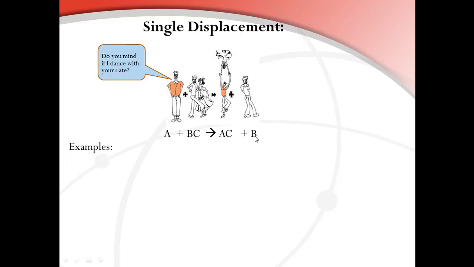A specific example of this would be zinc. This is elemental zinc, a solid, reacts with copper sulfate. This would be copper sulfate in a solution. The zinc comes in, displaces the copper, right? So what would the products be? All right, so zinc is now dancing with sulfate, and copper is left by his lonesome.